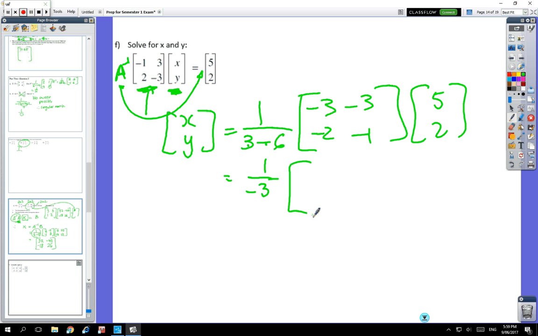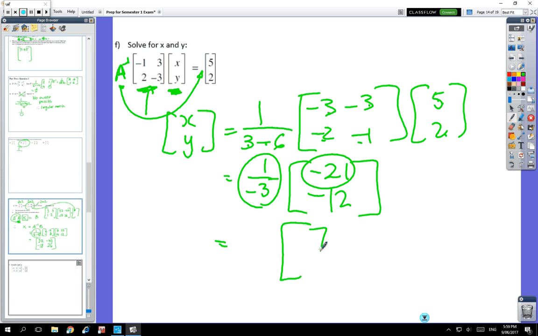We'll worry about that later. So minus 3 times 5 is minus 15. Minus 6 is minus 21. Minus 10. Minus 2 is minus 12. And then that number times that number is 7. And then that number times that number is 4. So there's our answer. Okay, moving on.